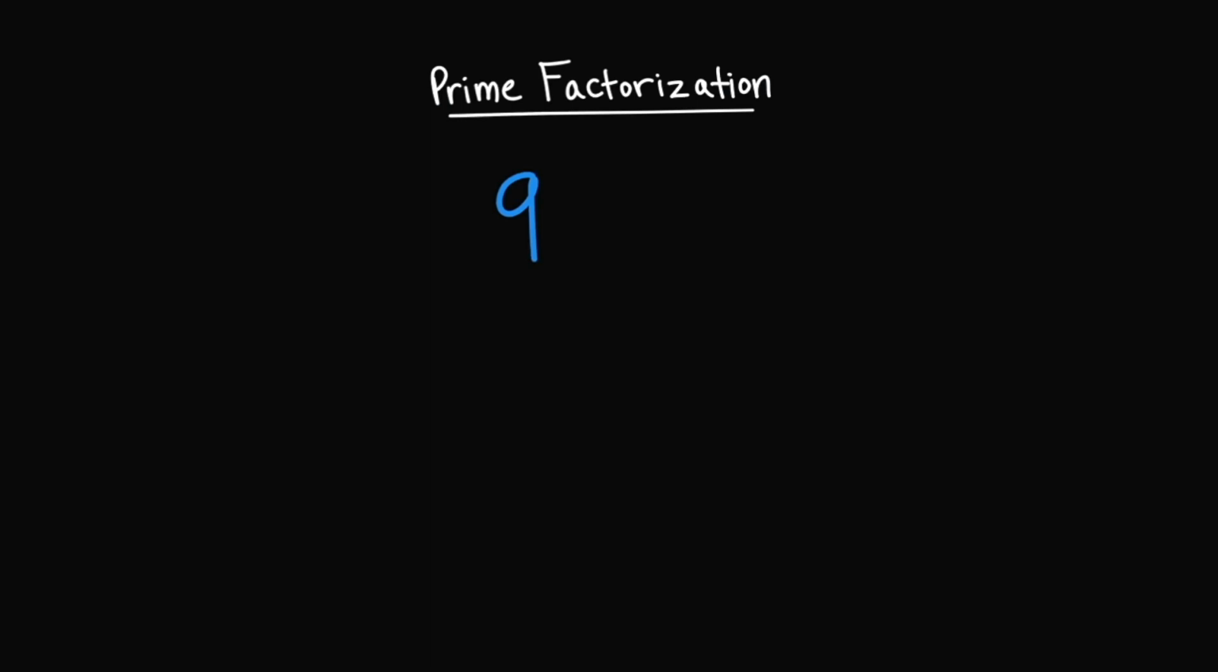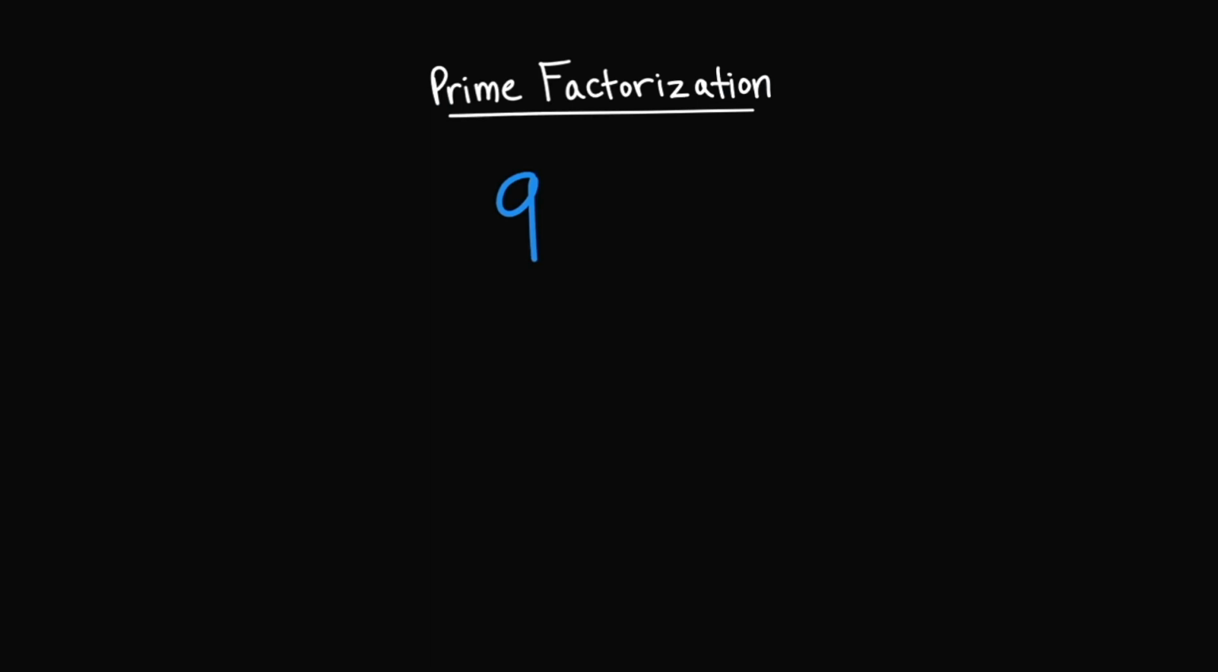So we're going to start out with a composite number. Here in this case, we're going to use 9. What is the prime factorization of 9? So the way that prime factorization works is we start with the smallest prime number that's not 1, and we see if that number can go evenly into our target number.